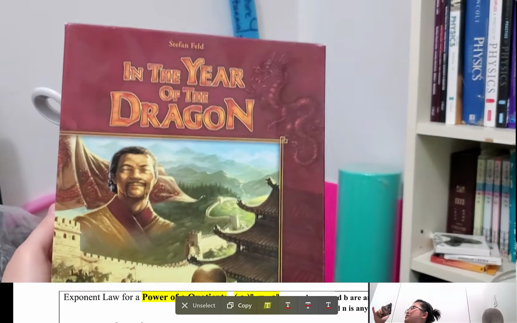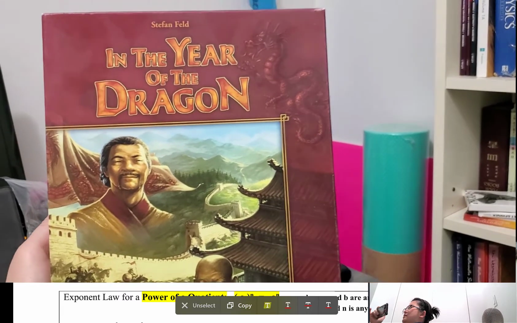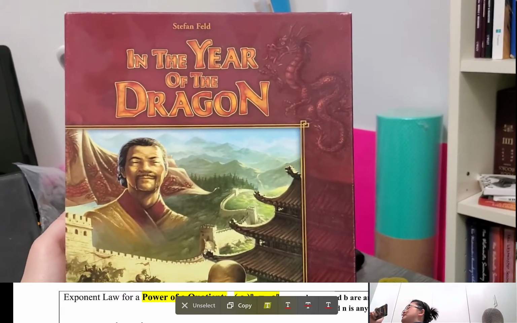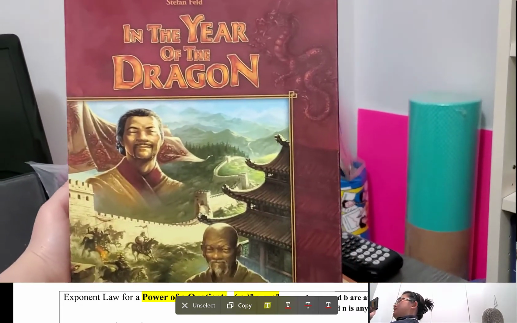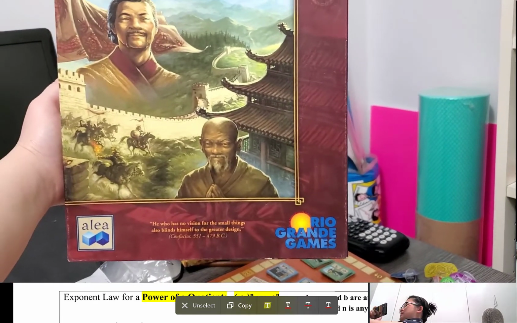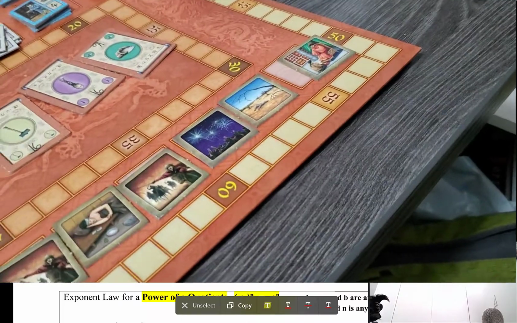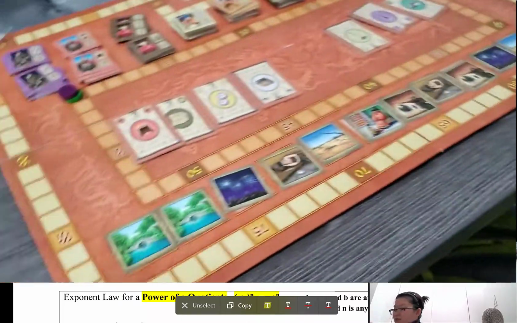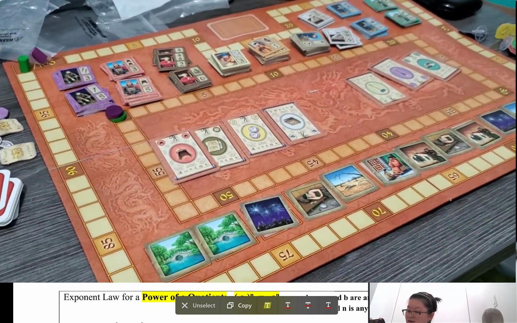So it's called Year of the Dragon. Stefan Feld games are very point-centric and the mechanics are quite rigorous, so he does a very good job. Rio Grande Games is also a great publisher. This is a very classic board game. It plays up to 5 players, but I've only set up for 2 players because it has lots of stuff to do.